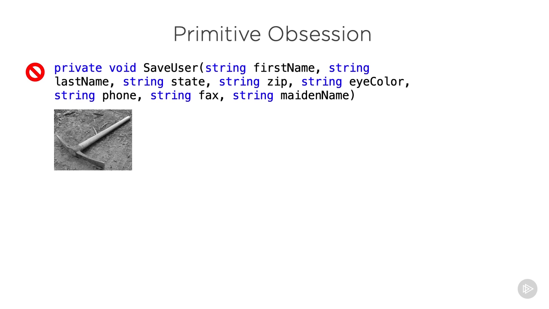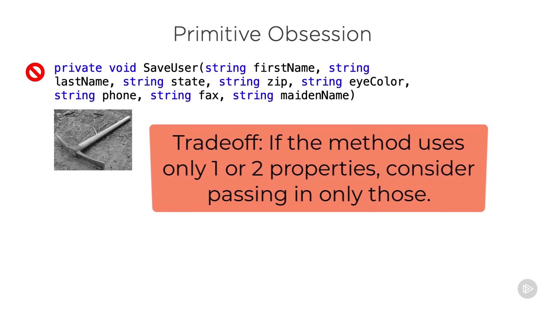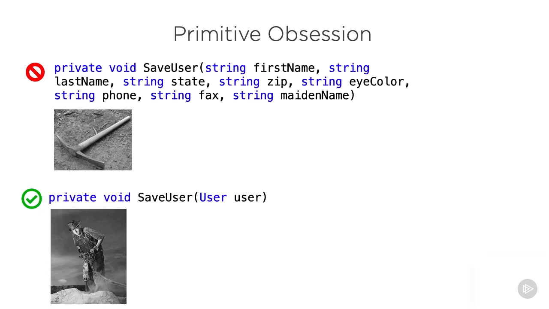Now, there's a trade-off to be made here. If the method used only 1 or 2 parameters from a user, then passing the specific necessary properties can help clarify the precise data dependencies and the method's intent by showcasing what is required without viewing the method body.